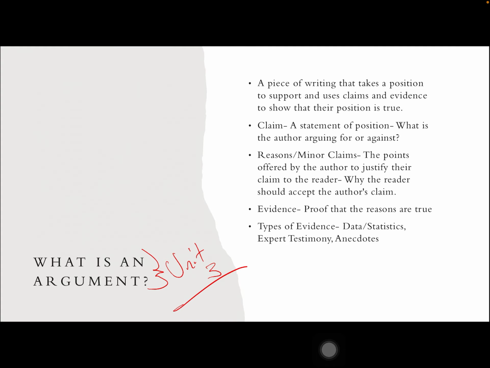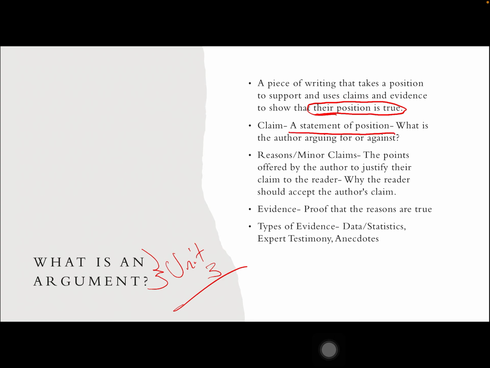But we know that an argument is a piece of writing that takes a position to support and uses claims and evidence to show that their position is true. Right? They're not necessarily trying to convince us of anything. What they're doing is taking a position and laying out all the evidence so that you can make a decision as to whether you believe them or not, but they're not trying to convince you in the same way that persuasion is. We also know that it's going to be a claim or a statement of position.